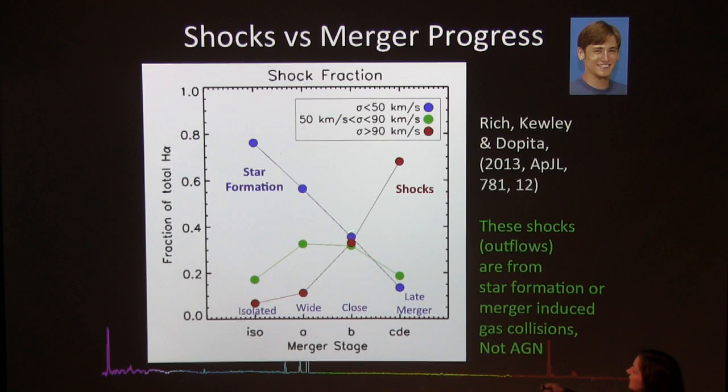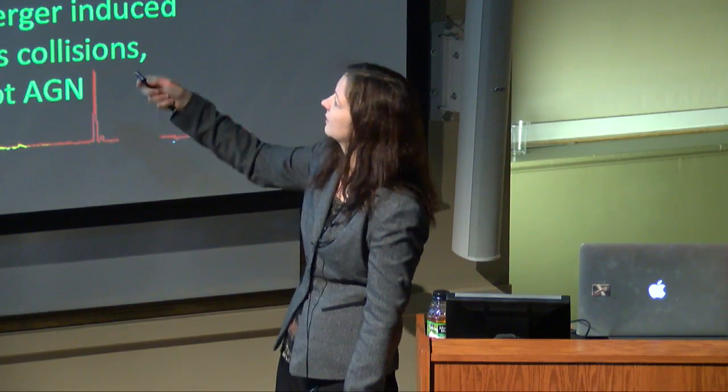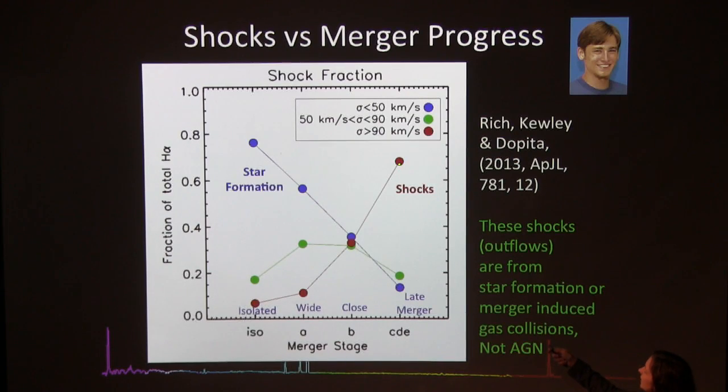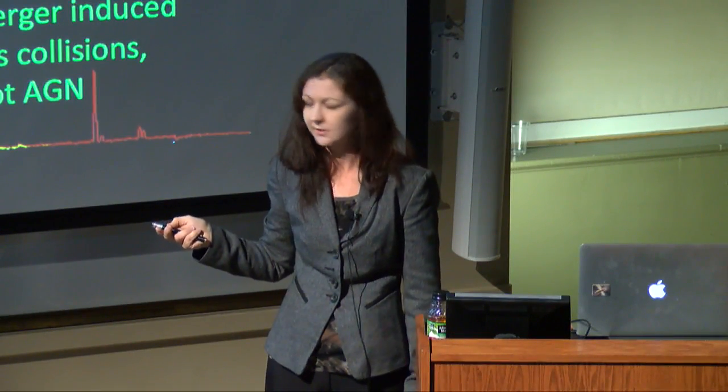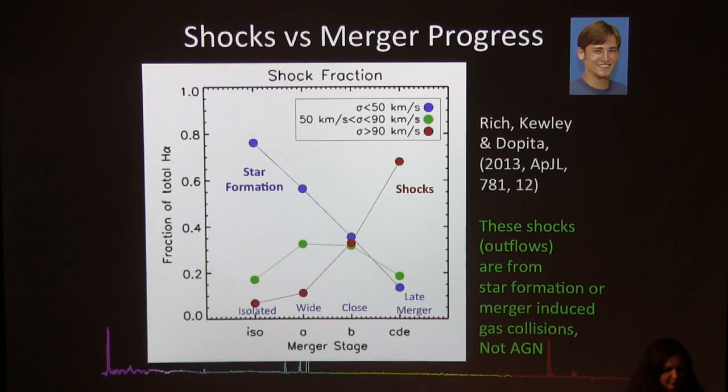At the close merger stage, you've got roughly the same amount of star formation to shocks, and then at the late merger stage, these are when galaxies have got a single nucleus, but they've got some tidal remnants of the merger. You can see there's a large amount of shocks. They actually contribute 70% of the H alpha emission, which is why it's very difficult to measure metallicity gradients in these galaxies. We need to use shock models, not H2 region models, to measure those. These shocks are coming from star formation, not from AGN. These are in luminous infrared galaxies, and so we've got star formation driven outflows from these galaxies.